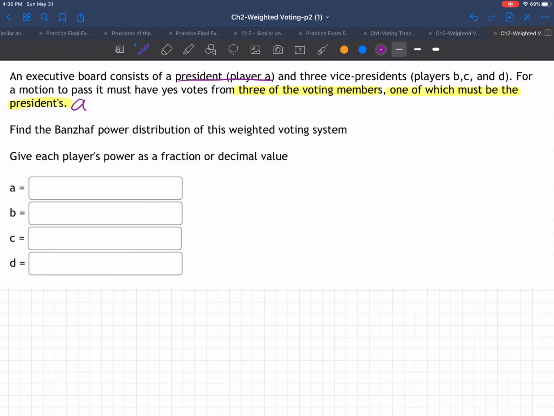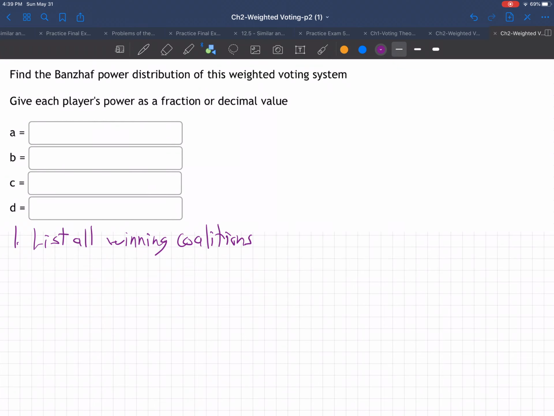In this situation, so this is a word problem situation, how much of the power does each person have? That's the question. What percentage of the power? How do we do it? So step number 1 is we list all winning coalitions.